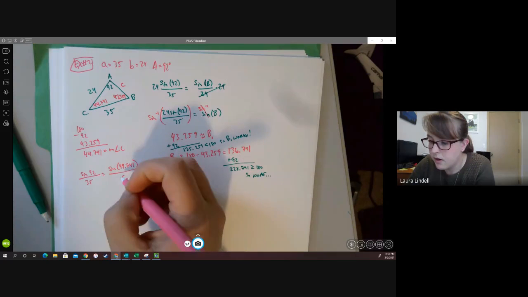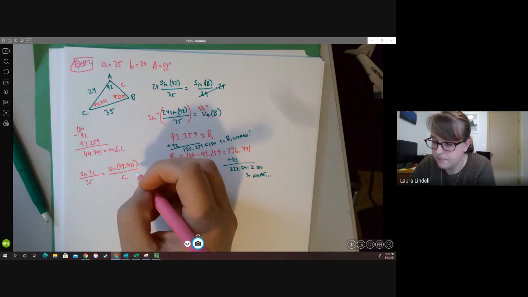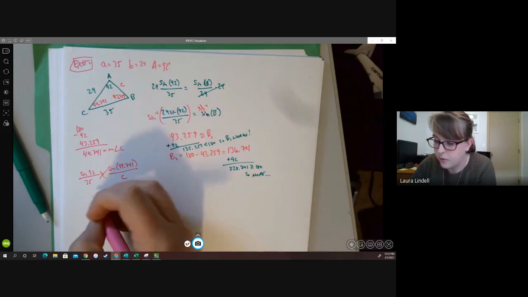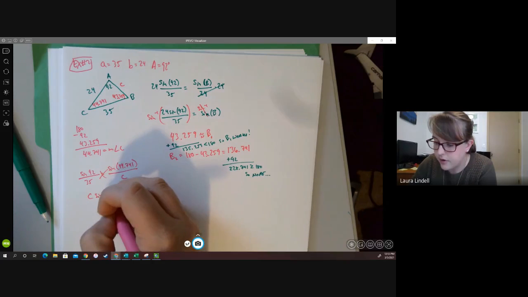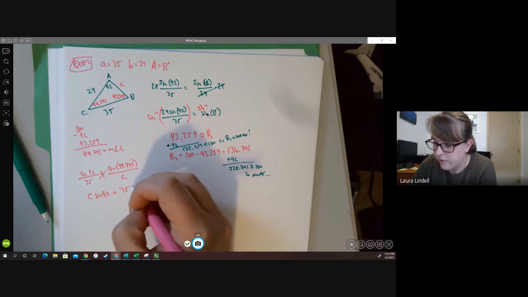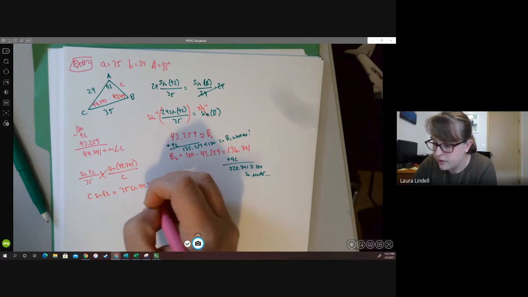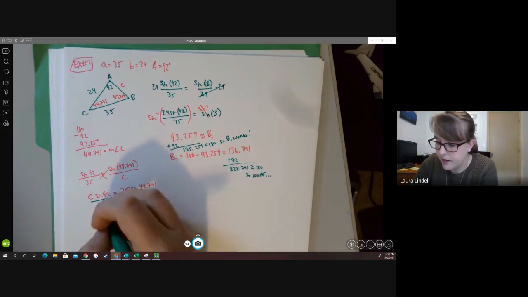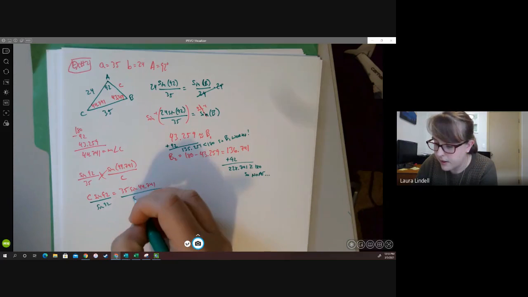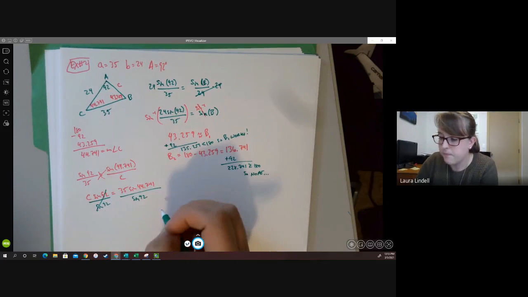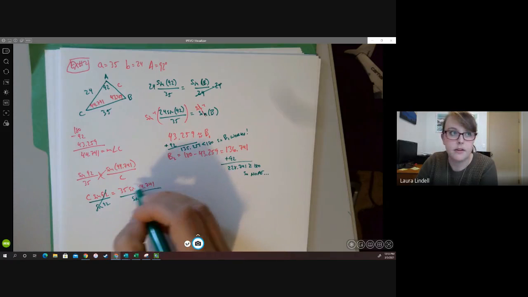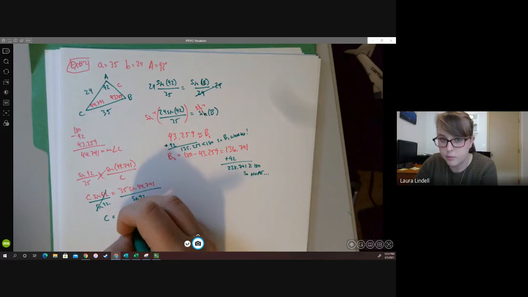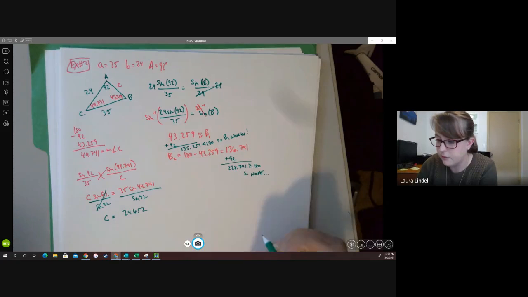So here, I guess you would cross multiply, we'd get C sine of 92 equals 35 sine of 44.741. Then we would divide by sine of 92 on both sides. And then we would type this into a calculator to get C. The side length is 24.652.